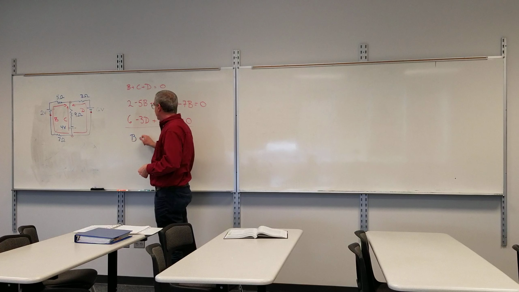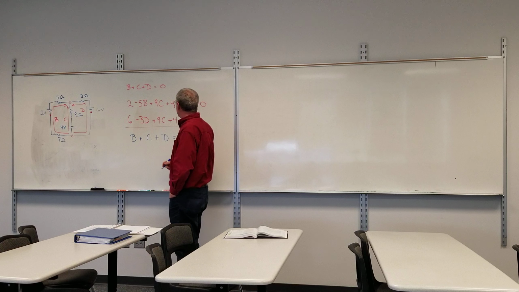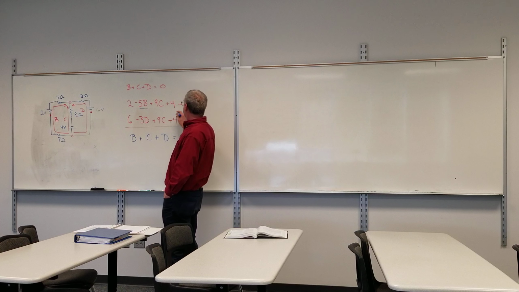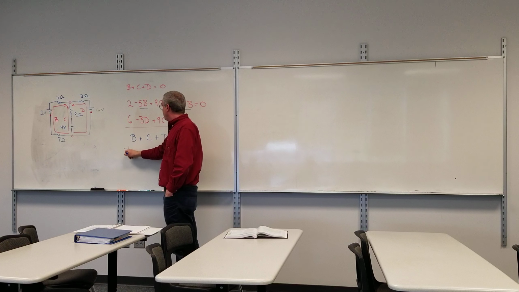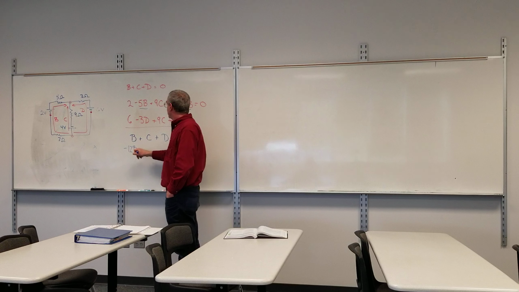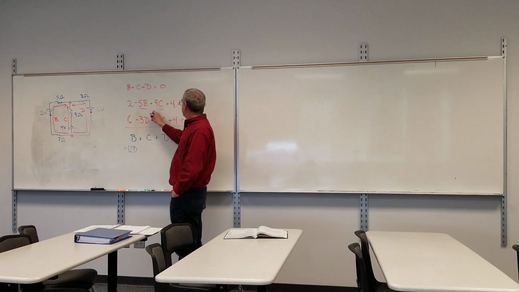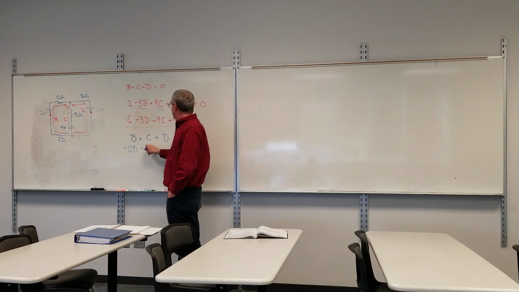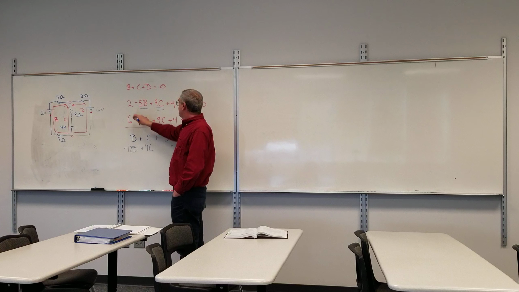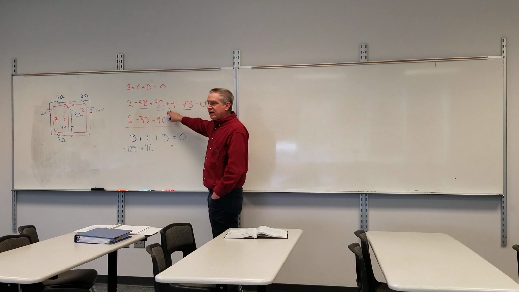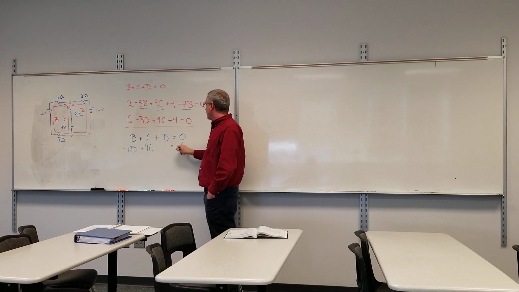My second equation, I don't have a D term, but I got a minus 7B and a minus 5B and a minus 7B, so I've got negative 12B. I have 1 C term plus 9C equals, I've got 6 on the left-hand side, so I'll have negative 6 on the right-hand side.